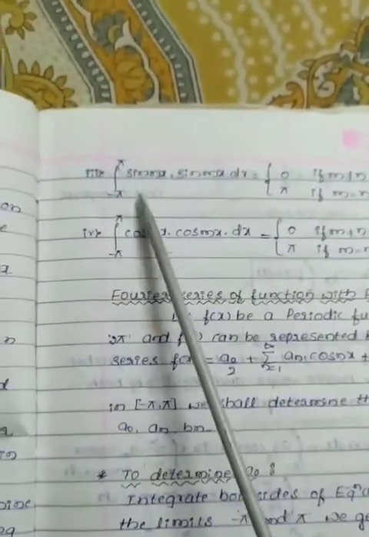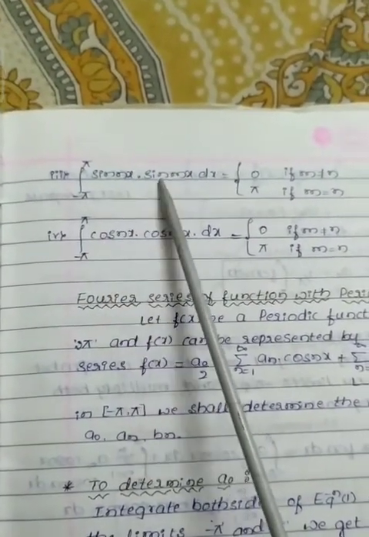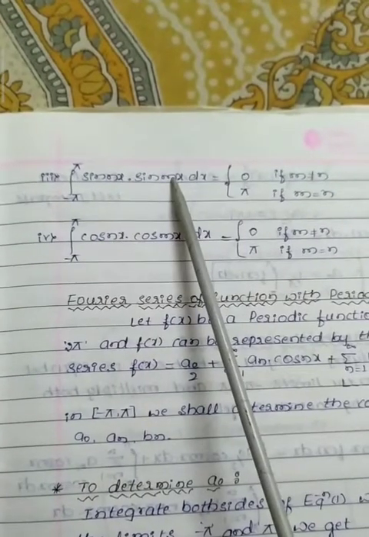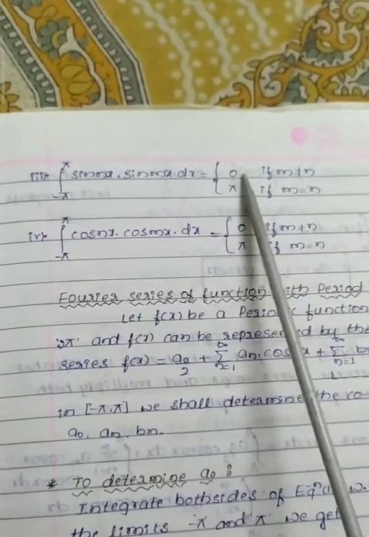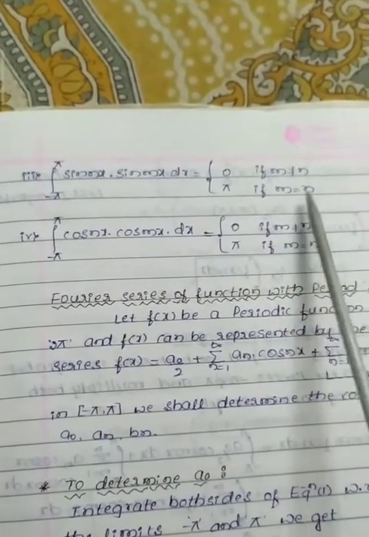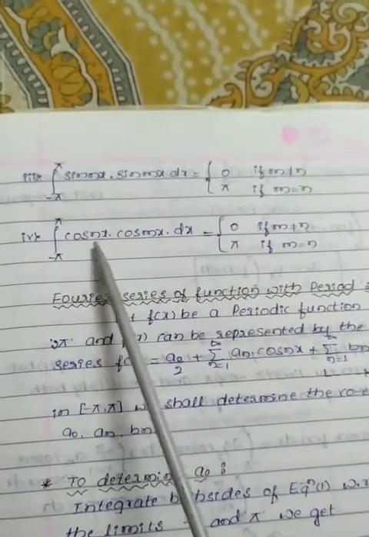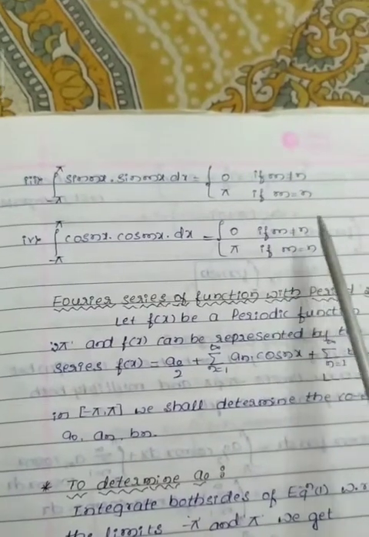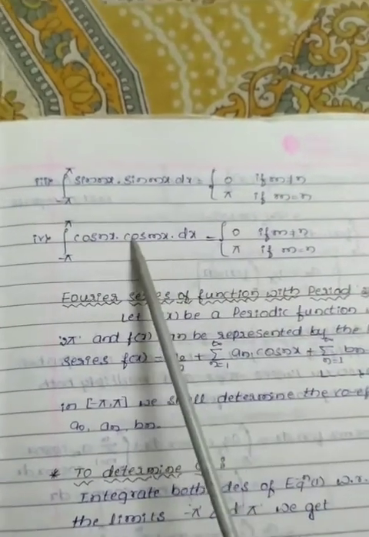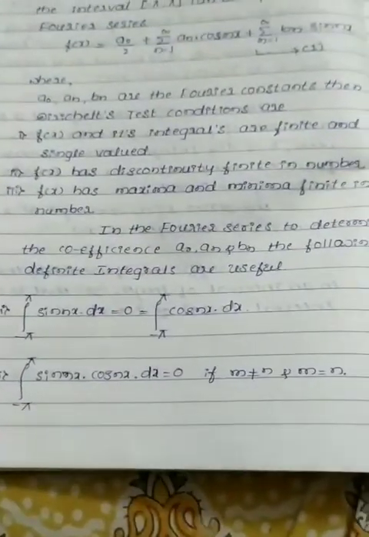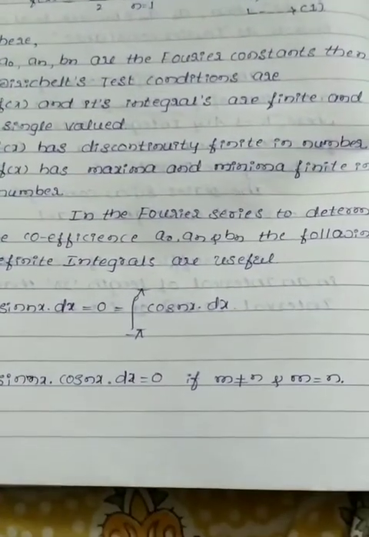If both are sin and sin, and the angles are not equal, then it is 0. If the angles are equal, then the value is pi. For cos and cos, if the angles are not equal, then it is 0. If the angles are equal, then it is pi. So these are the standard formulas which are useful for Fourier series.